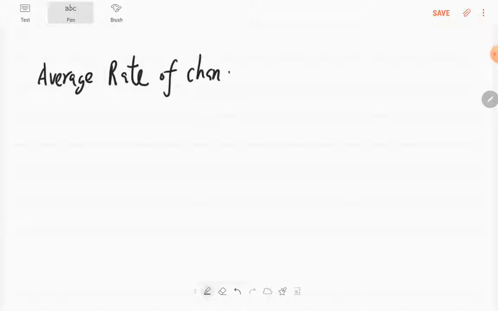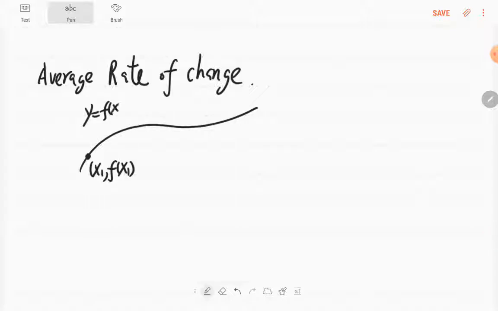Then we look at another thing you may need for your future calculus class. This is called the average rate of change. If you have a curve y equals f of x, from this point x1, f of x1, to that point x2, f of x2.